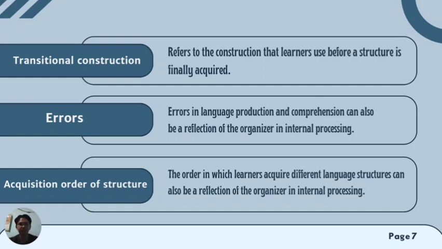The organizer can be reflected in three phenomena. The first is transitional construction. It refers to the constructions that learners use before a structure is finally acquired. The second is errors. Errors in language production and comprehension can also be a reflection of the organizer in internal processing. And the last is acquisition order of structures. The order in which learners acquire different language structures can also be a reflection of the organizer in internal processing.